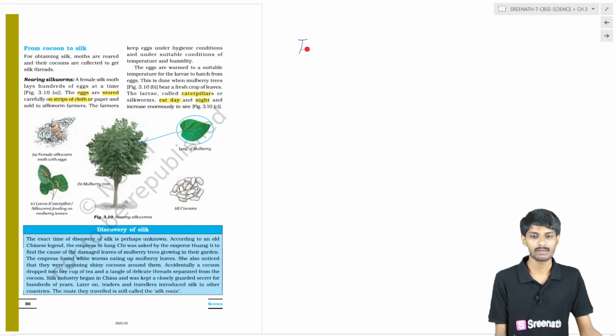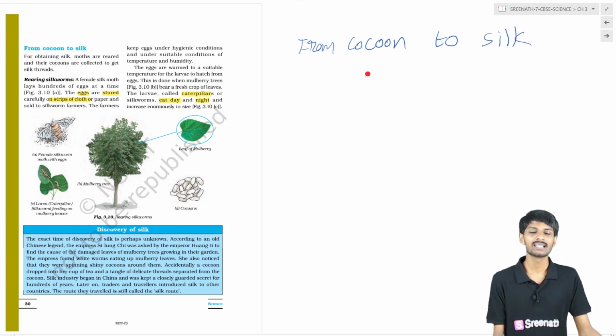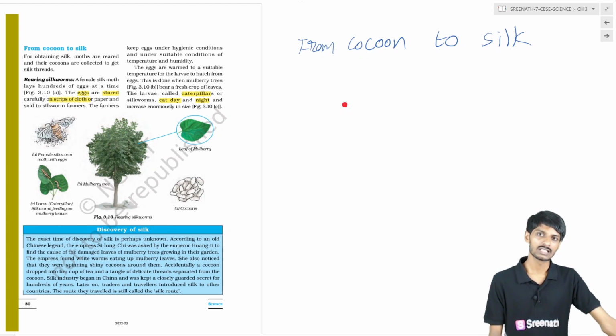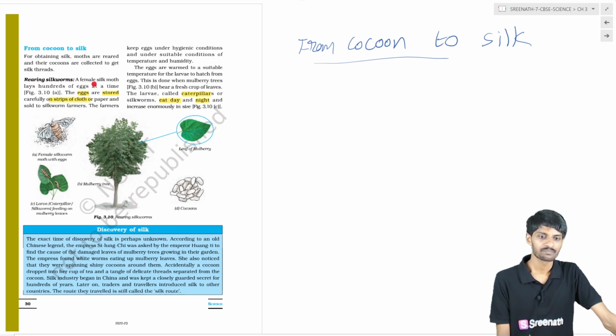Now, from cocoon to silk. The silk cocoon is full of silk fibers, and it is very strong. From that cocoon we have to get the silk fiber. How will that process go? First, we will rear silkworms. We will take a female silk moth, which lays hundreds of eggs. The first process is rearing.